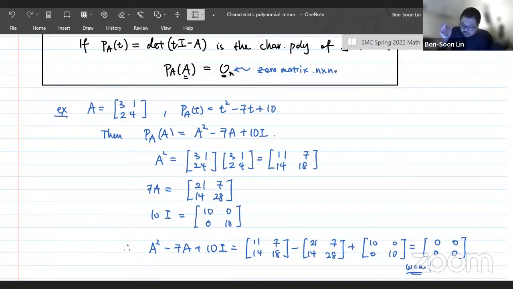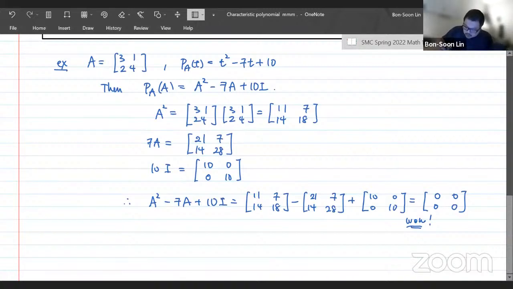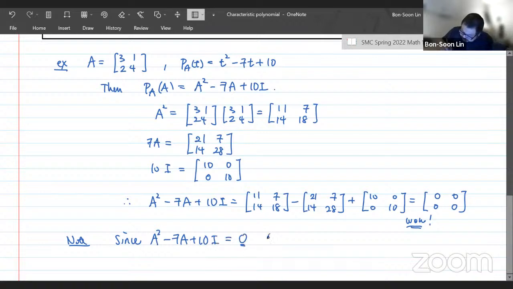So there are several applications of this Cayley-Hamilton theorem. First of all, what this is saying is this thing. Notice this relation in this particular example, the blue example: A squared minus 7A plus 10I is equal to the zero matrix by Cayley-Hamilton, so we can rewrite A squared.